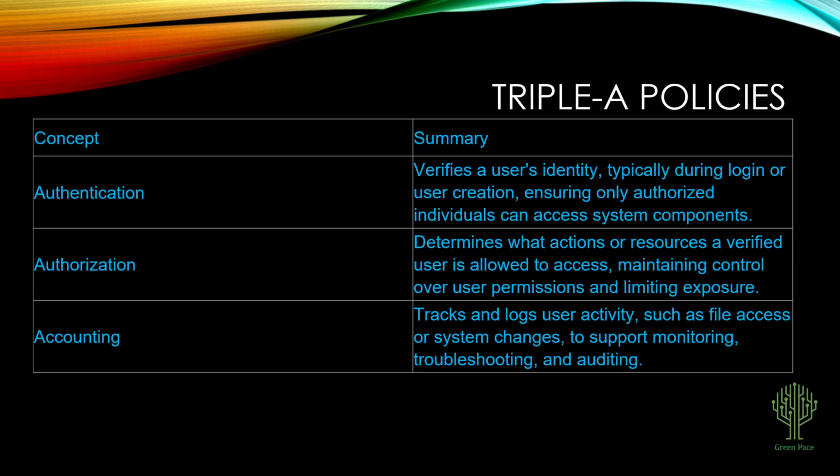Authorization comes right after authentication and decides what someone is actually allowed to do once they're in. It defines each user's access level and it ensures people can't reach parts of the system they shouldn't, which helps keep everything more secure. Accounting is all about keeping a record of what users do, whether they're updating databases, opening files, or making other changes.